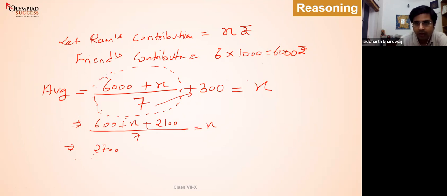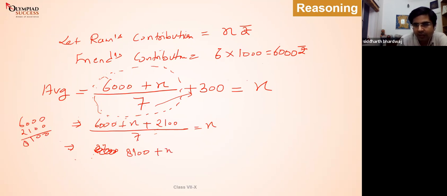Okay, clear? This is 6,000, right? Just wait. This is 6,000 and this is 2100. So let's add it. That would be 8,100. That's it, plus X.